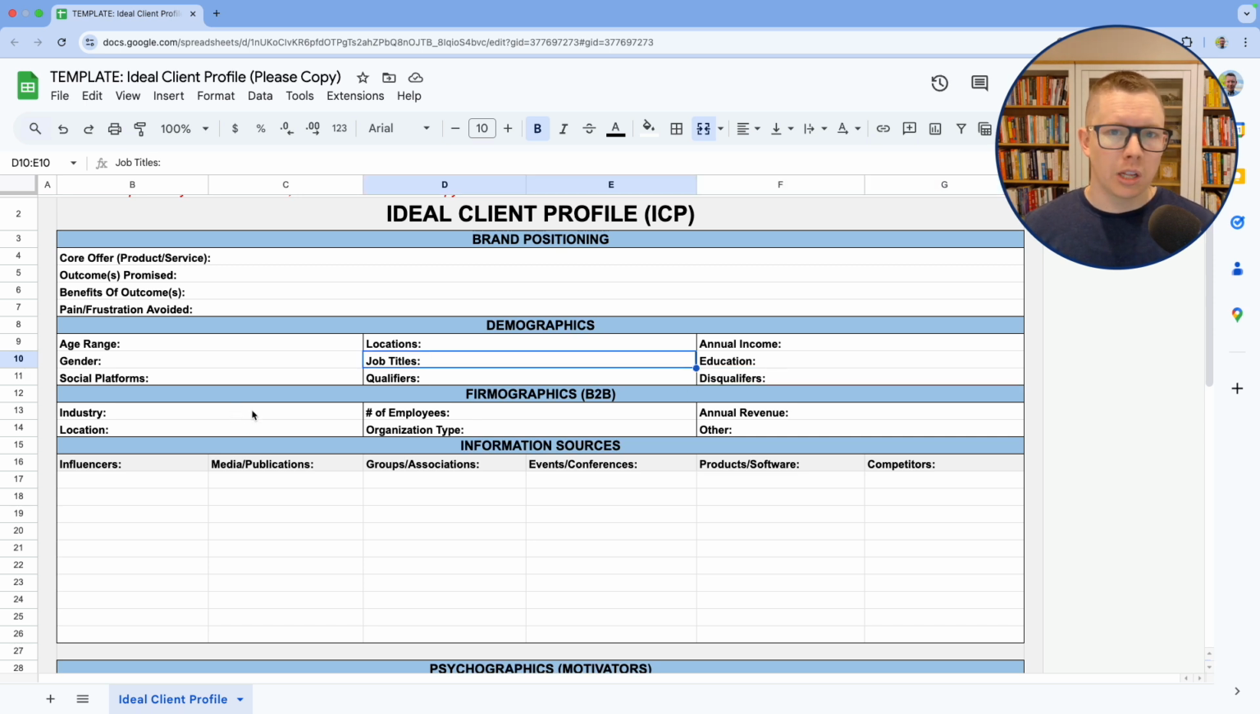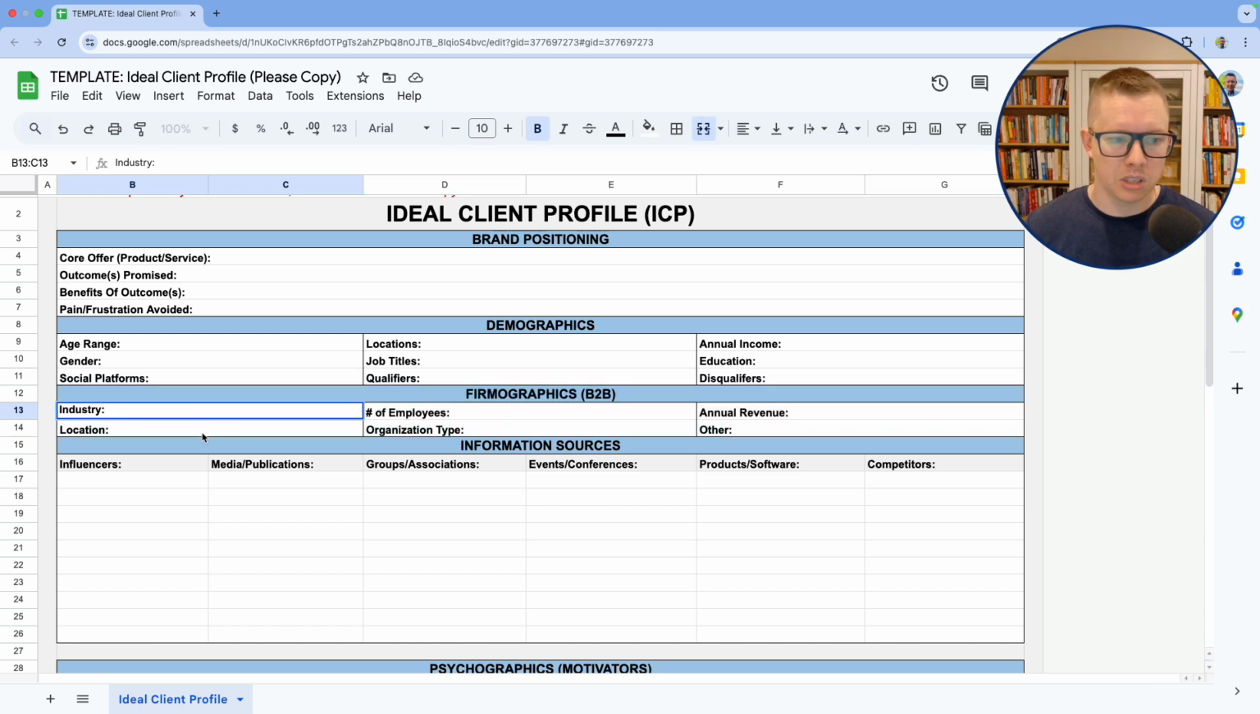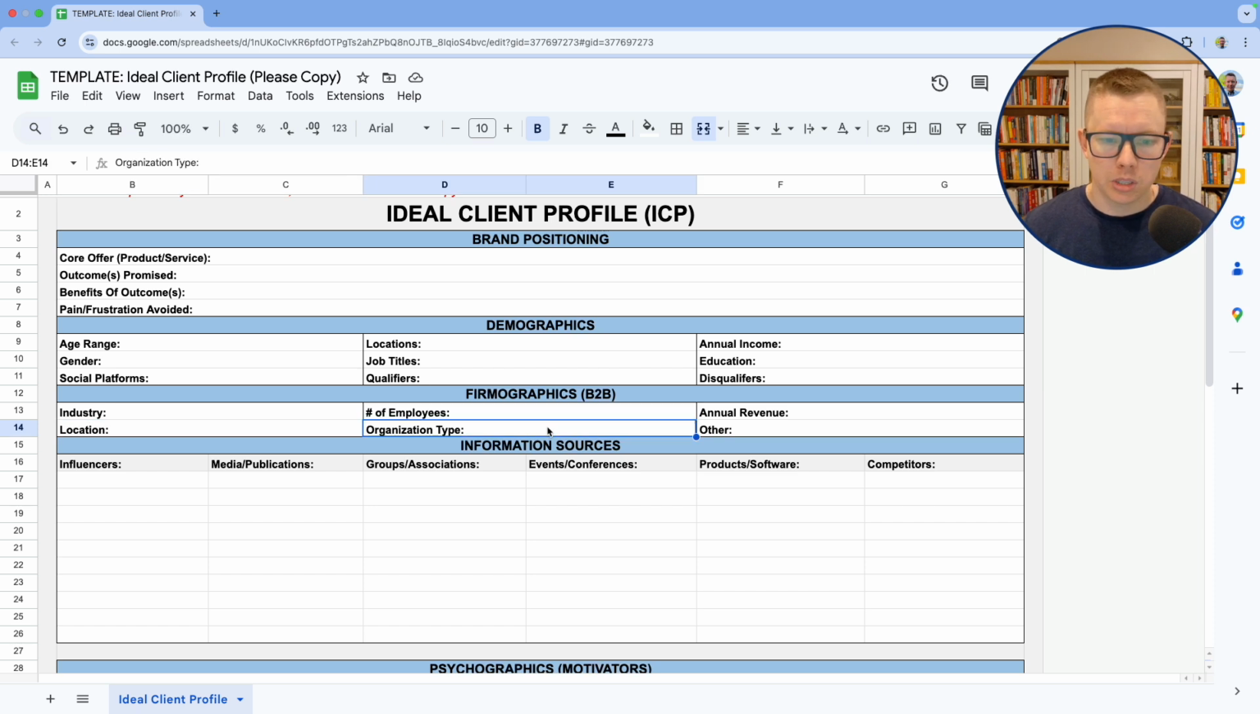Now, if the person you're selling to is a business owner or works for a business and is making buying decisions from you on behalf of the business that they work for, then you can fill in this section, which is called the Firmographics. And so this is just some of the criteria about the business itself. So the specific industry, where the business might be located, how many employees they have, what type of organization they are, whether they could be nonprofit, for-profit, government organization, private business, public company, etc. You can put that in there.